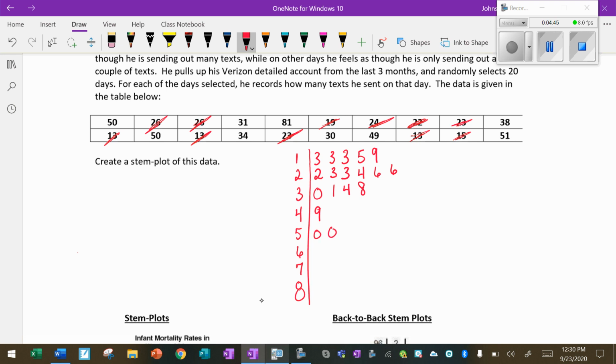50, 50, 51. And then we jump all the way down here to 81. Now, you look at that and you say, well, Mr. Johnson, we're missing something here. You're right, we are missing something. There's no context to this. We need some kind of context.